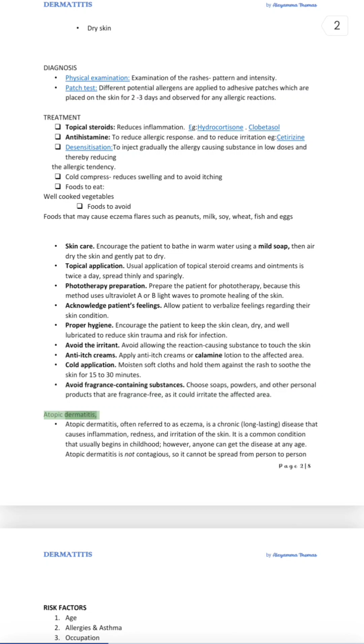Atopic dermatitis. Atopic dermatitis, often referred to as eczema, is a chronic disease that causes inflammation, redness, and irritation of the skin. It is a common condition that usually begins in childhood. However, anyone can get the disease at any age. Atopic dermatitis is not contagious, so it cannot be spread from person to person.